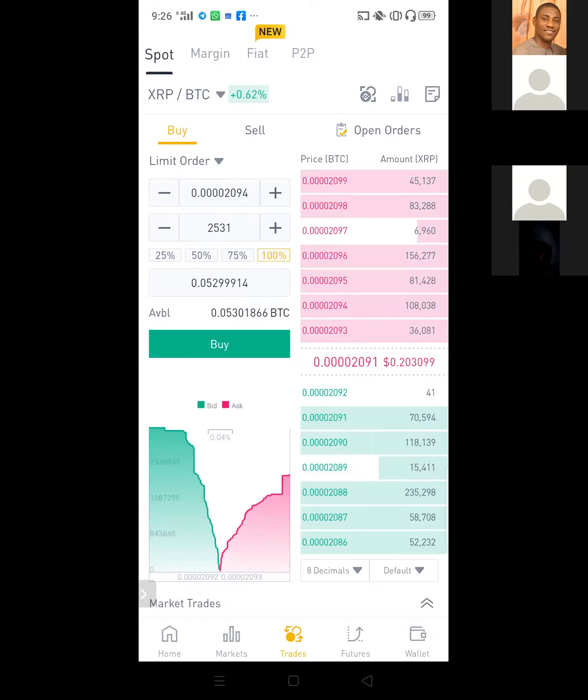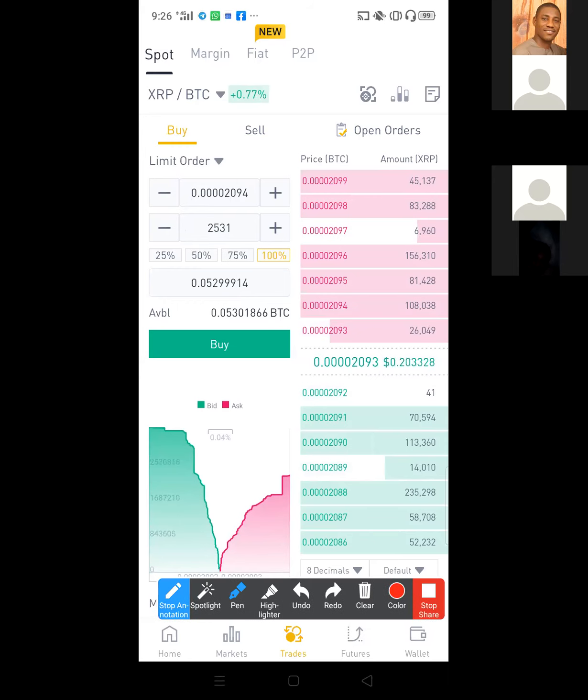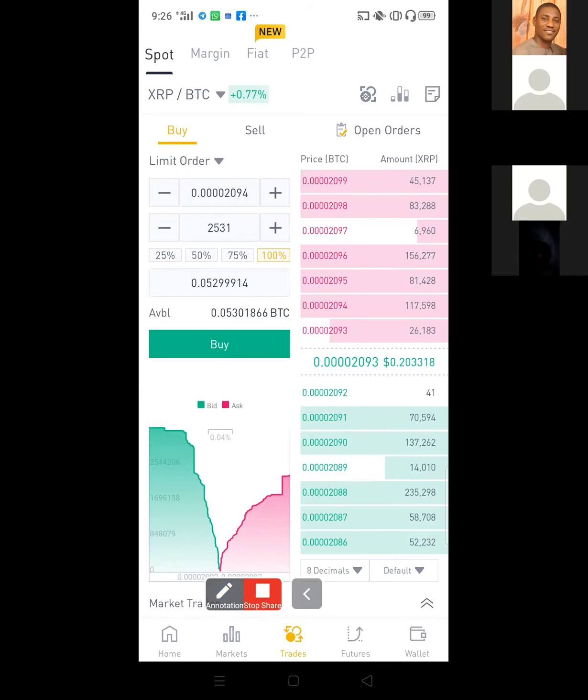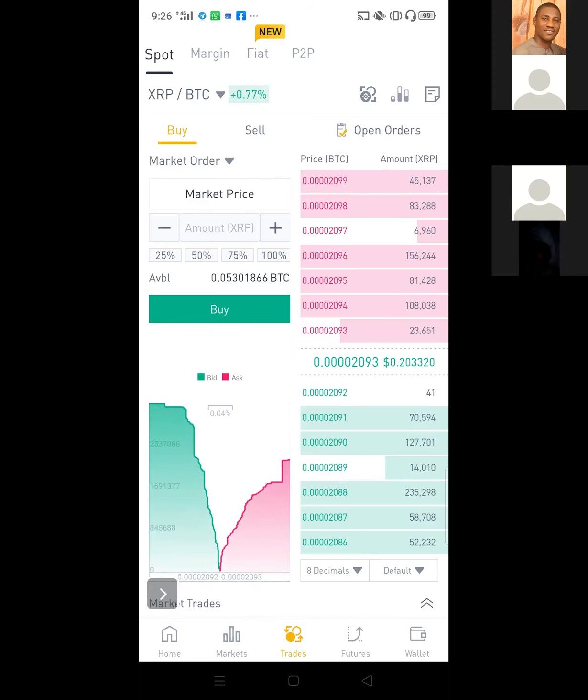If I say, okay, go ahead, buy my Ripple, for that to happen, you need to click on this little sign beside the limit order and select market order. Now, whatever you're going to do is instant. So you are saying, now I want to buy Ripple. Tap on 100%, you're saying, buy my Ripple now, irrespective of the price. Just go ahead and buy.